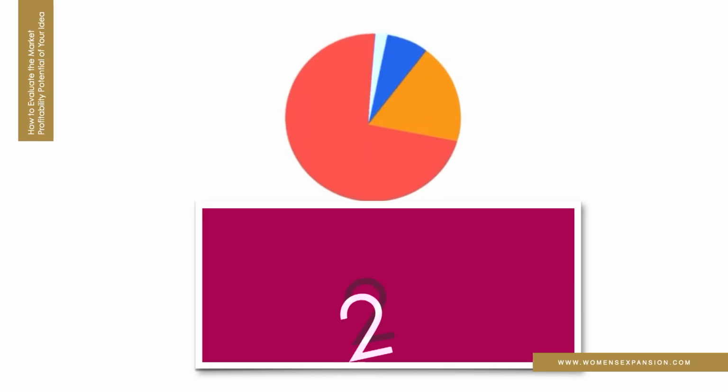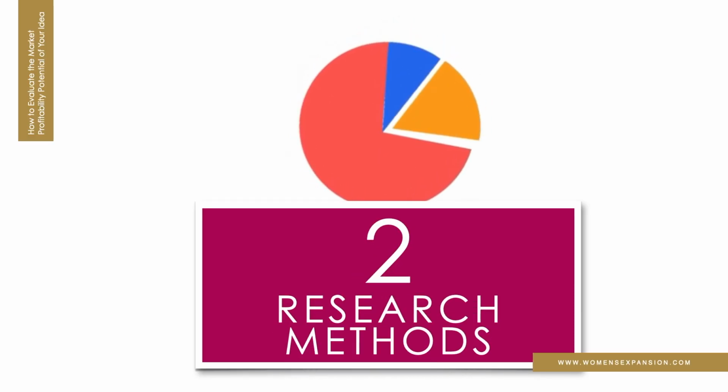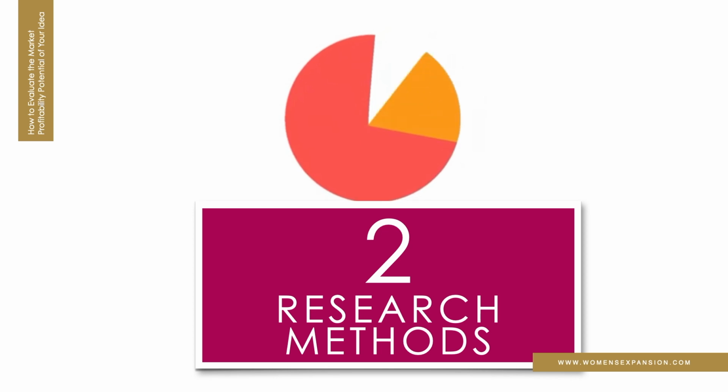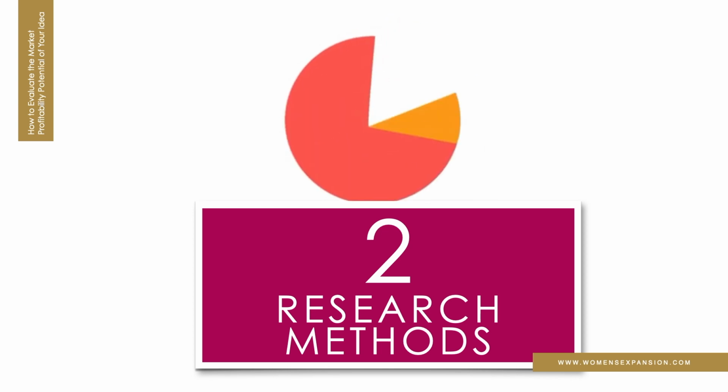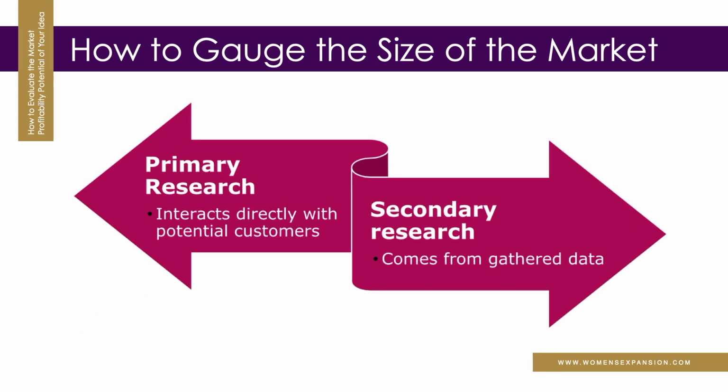In this brief lesson, you will learn about two types of research methods you use to gauge the size of your market. There are two types of research to gauge the size of the market: primary and secondary.